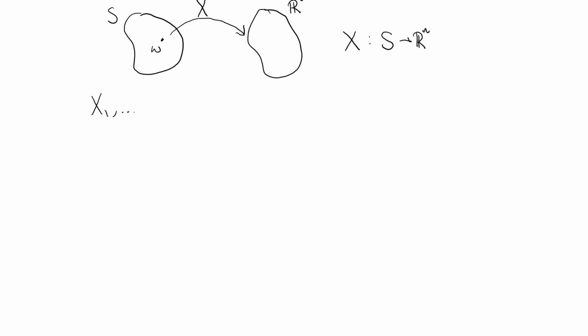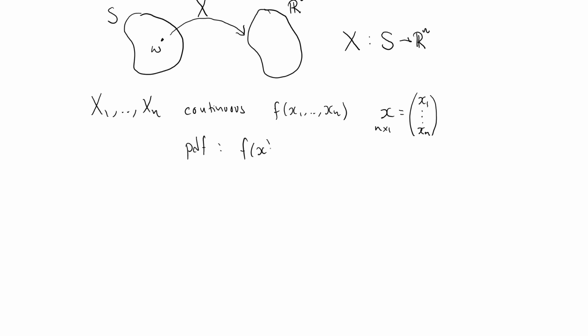We say that x1 through xn are continuous if there exists a joint PDF f of x1 through xn, such that we can calculate probabilities by integrating this joint PDF. If we denote by X the n by 1 vector containing all these x1 through xn variables, then it's also common to write the PDF simply as f of X, where in script this X would be bold to remind us that it's really a vector containing n variables.